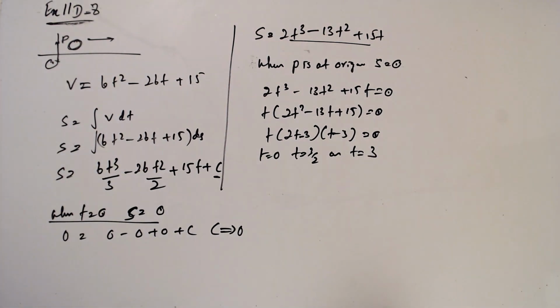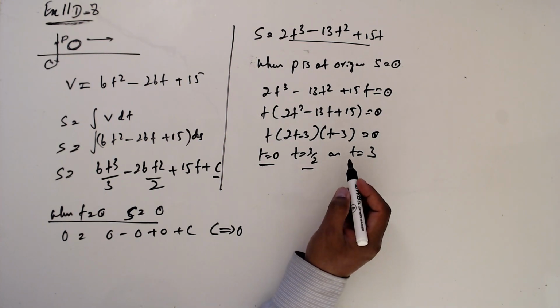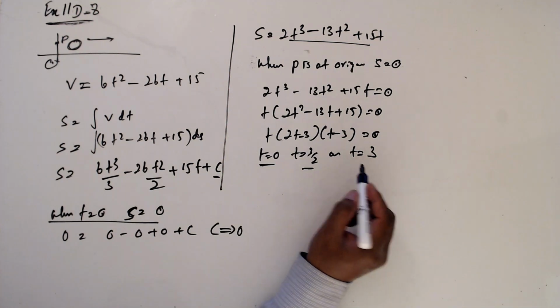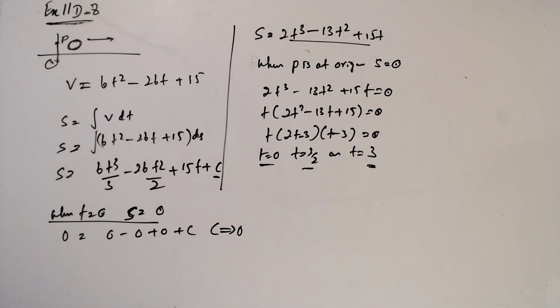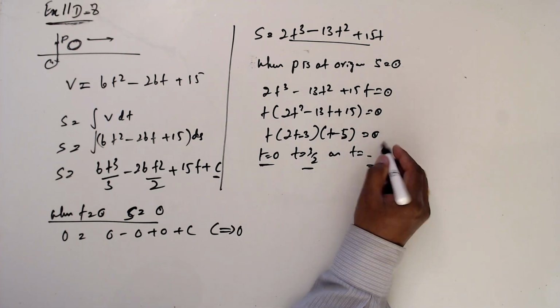So there are 3 times. This is the starting one. Then at 1.5 seconds, it passes the origin. And again, at 5 seconds, it passes the origin. This is t minus 5. This is 5.